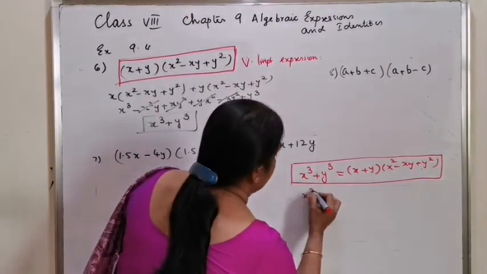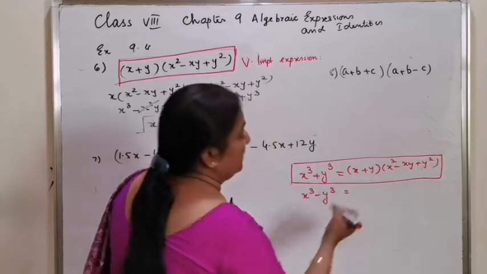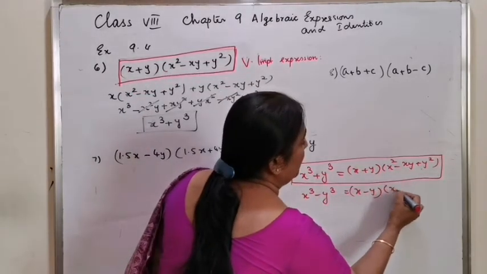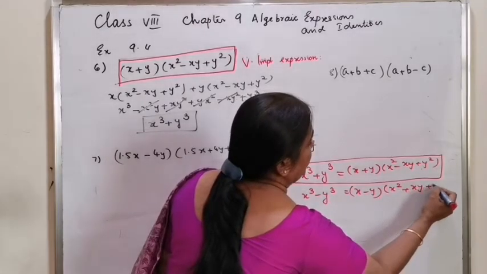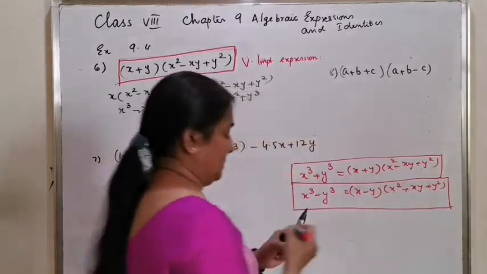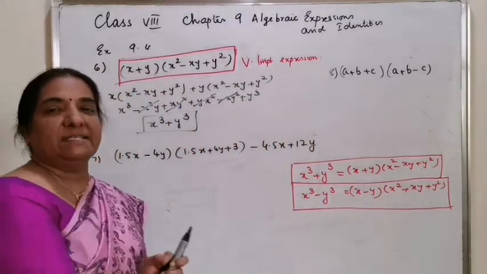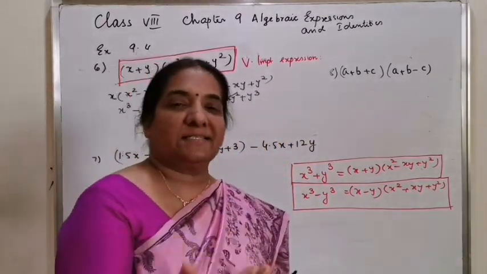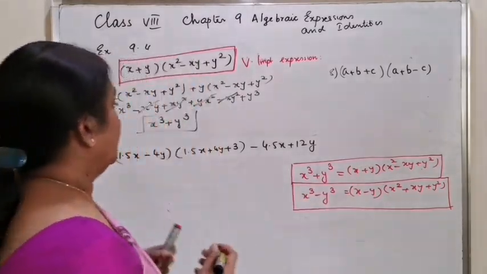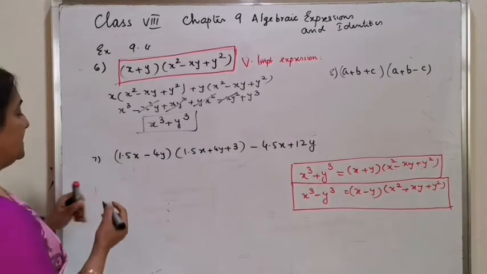Similarly, just learn this also. x cubed minus y cubed is equal to x minus y into all the terms positive. That is the difference. So these two, you can study them. It is needed in class 9, class 10 and so on. It's a factorization formula.